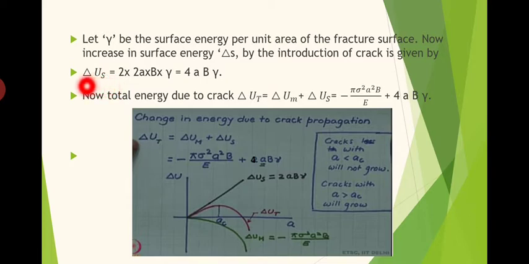S stands for surface energy. So delta U S is equal to 2 into, by 2. There are two surfaces, one on top and one at the bottom of the crack. A is 2a, the crack size actually, and b is the width. So 2a into b is the total area of one side of the crack, into 2 for total surface area, into gamma. Gamma means surface energy per unit area. So in total you will get delta U S, the surface energy.